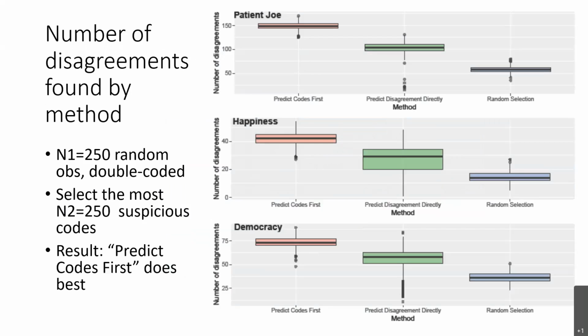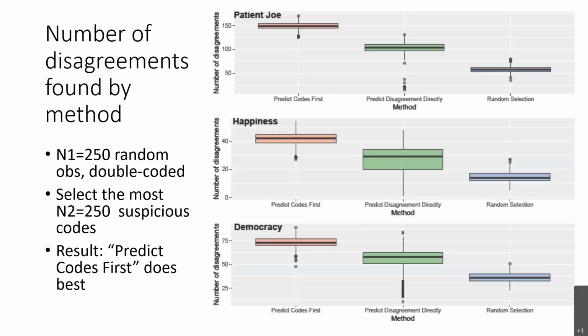We're first only looking at finding 250 suspicious codes. So we had trained it on 250 random codes, and then we select 250 suspicious codes. And because we have done this procedure 1,000 times, we get box plots here, and not just one observation. There's one panel for each data set, and then we have a different color for each method: method 1, method 2, and then compared to random selection.